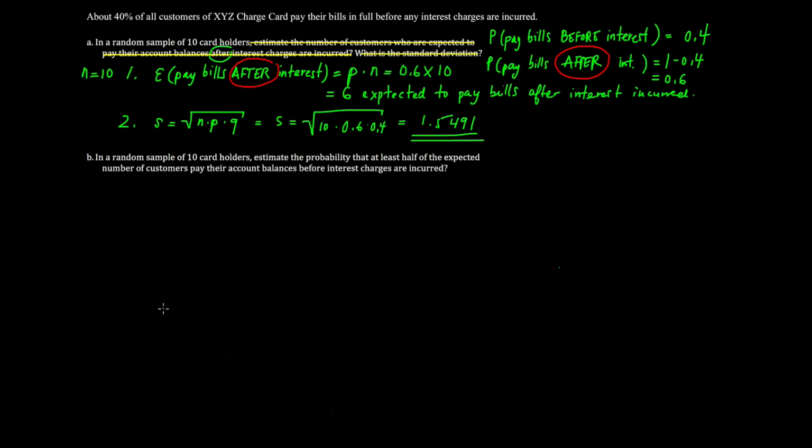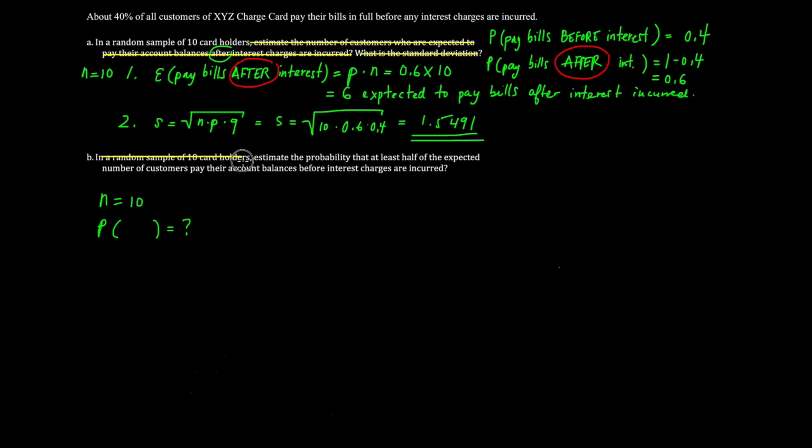So now part B, in a random sample of 10 card holders, stop right there. You know I like to break the problem up into very simple form. So n equals 10, boom, that's the first part. Estimate the probability that at least half of the expected number of customers pay their account balances before interest charges are incurred. So there's a few things here. The first thing is that we know that we want a probability. Okay, so we're going to be looking for the probability of something. That's number one.